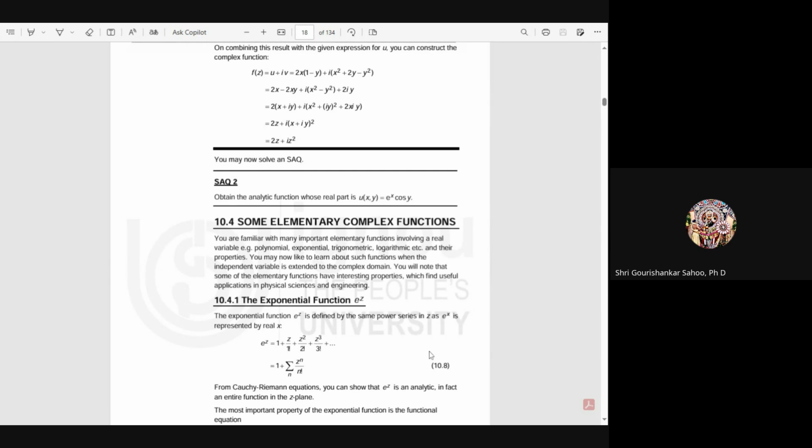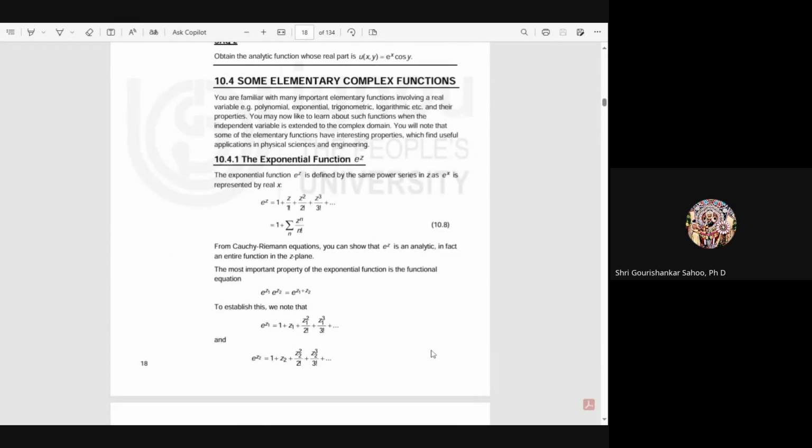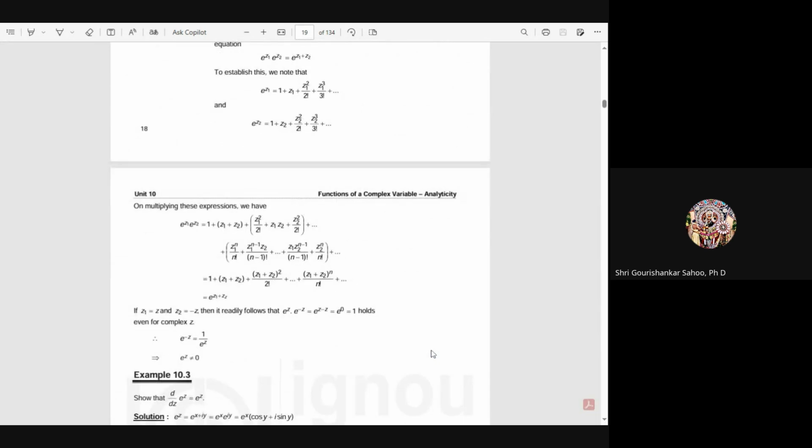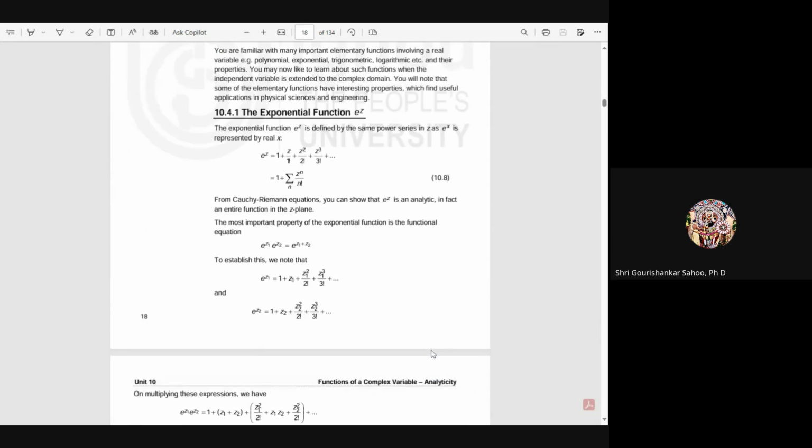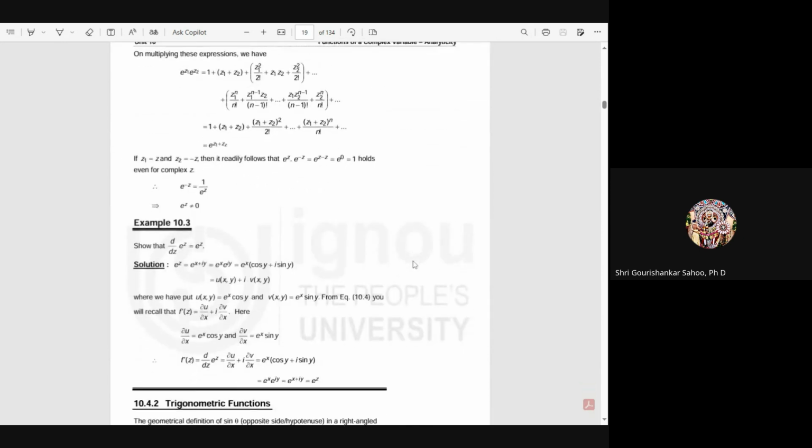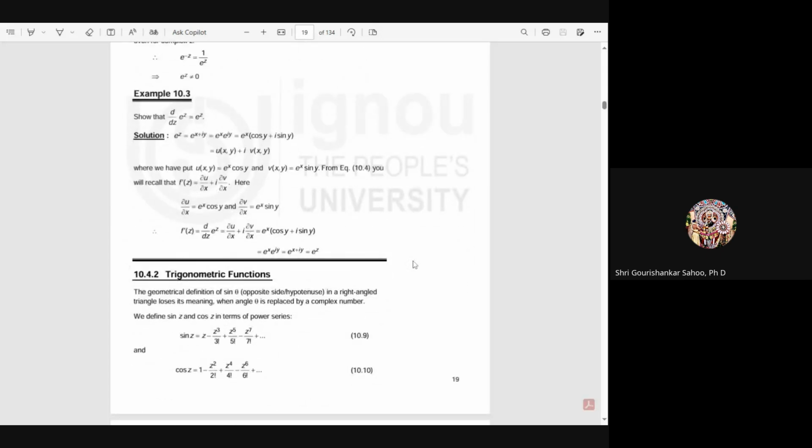Okay, SAQ2. Then some elementary complex functions. I explained to you yesterday the exponential function, trigonometric, hyperbolic, all those I have explained, but here it is only the exponential function. Then there is another example: the derivative of e to the power z is equal to e to the power z.